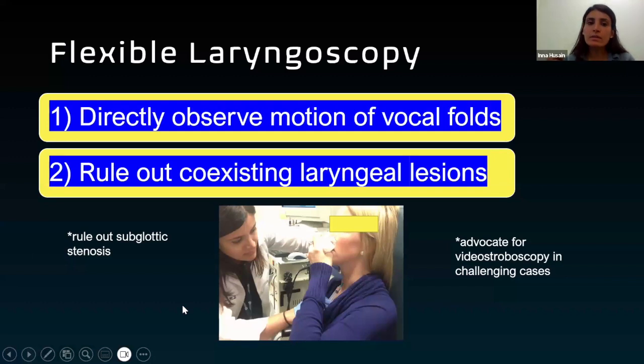So the flexible laryngoscopy is basically using a flexible scope to look at the motion of the vocal folds. We're directly looking at that motion to see what they're doing. And it also has the role of ruling out other issues, right? So other reasons why a patient may be short of breath, such as upper tracheal narrowing, known as subglottic stenosis, actual vocal cord paralysis or weakness, or even a laryngeal mass or something obstructive in that case.